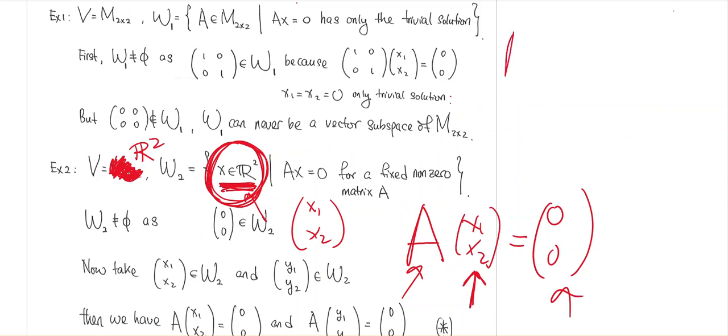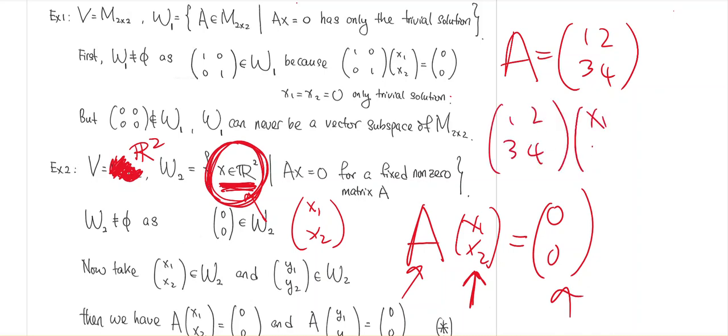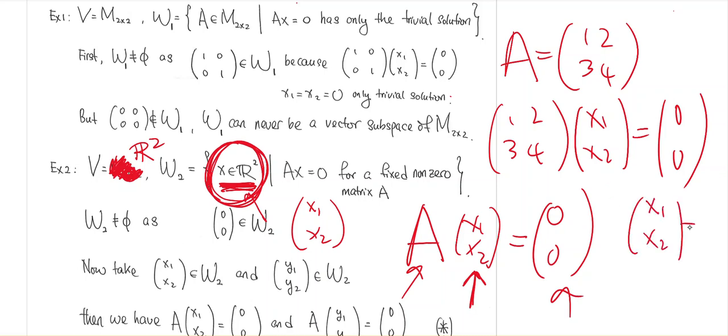So if you think it will help you in understanding, you can say that A is like 1, 2, 3, 4. It's not a zero matrix. So I am looking at all the vectors x1, x2 that will make this 0, 0. In this case, because this matrix is invertible, just like what we discussed before, one of the solutions will be x1, x2 equal to 0, 0, and in fact, that's the only solution because this matrix is invertible.